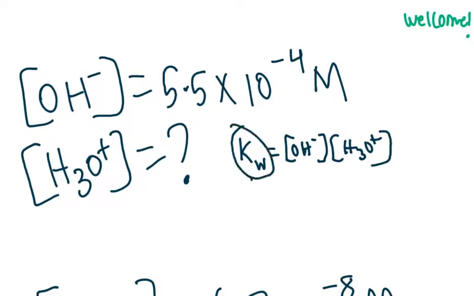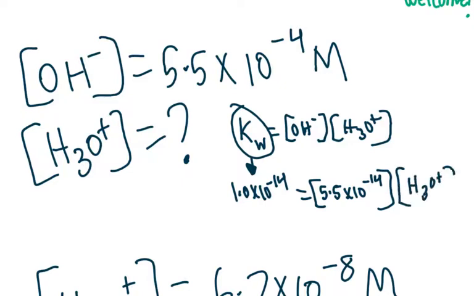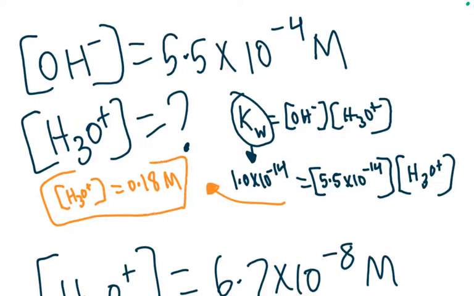Remember, Kw was 1.0 times 10 to the negative 14th, and after that, all we have to do is solve for the H3O plus like an equation. So just feed in 5.5 times 10 to the negative 4th, and solve this for H3O plus, the concentration of hydronium. All you have to do is divide, and when you do that, you're going to get the concentration of H3O plus to be about 0.18 molarity. All right, so that's how you would find that.